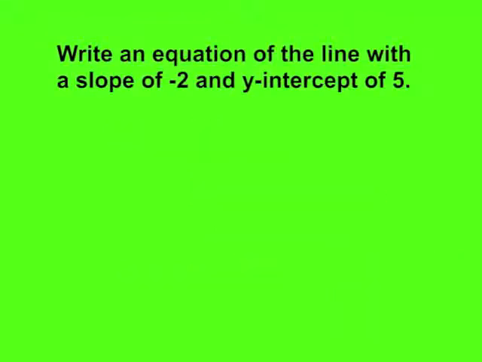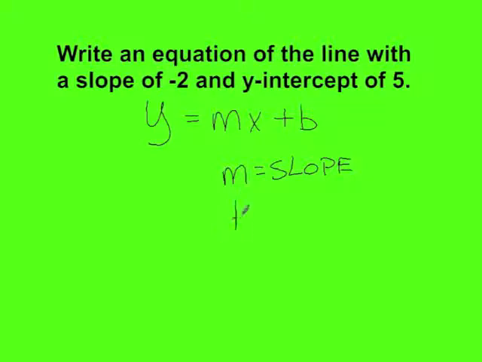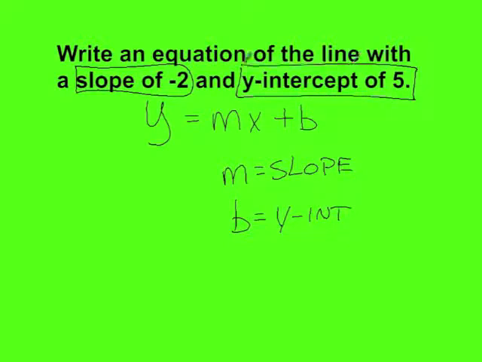So, write an equation of the line with the slope of negative 2 and the y-intercept of 5. Being able to do this, we know again that our slope-intercept form is y equals mx plus b. M is our slope. B is our y-intercept. So, we know we have a slope of negative 2 and a y-intercept of positive 5.